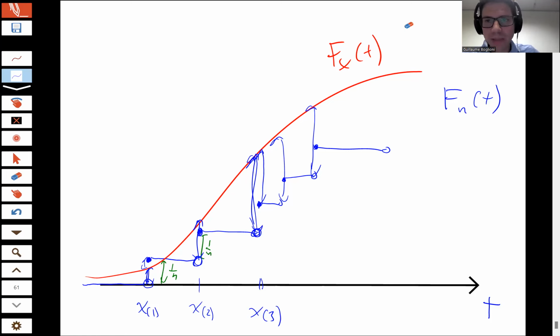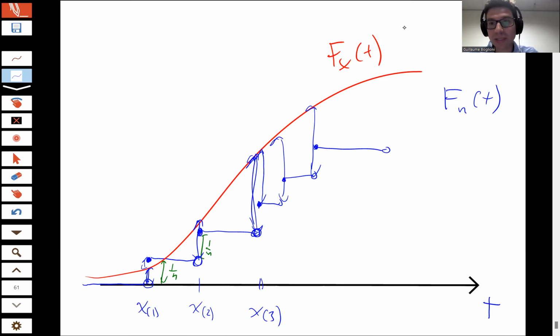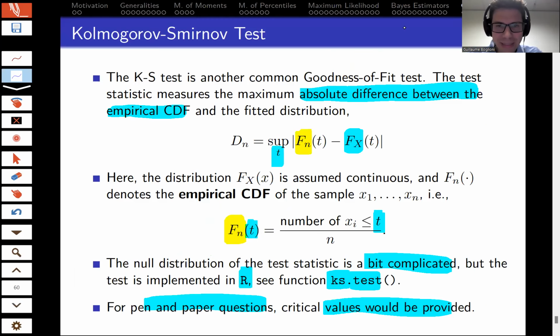For now, don't worry about this test too much, because I'll come back to it when we apply it in R. But hopefully, conceptually, you understand that it's just the maximum difference between two functions. If this is big, we have some evidence that the model is bad, that the fitted distribution is wrong for our data, and you reject H0. I think that's all I have to say about this test for now.